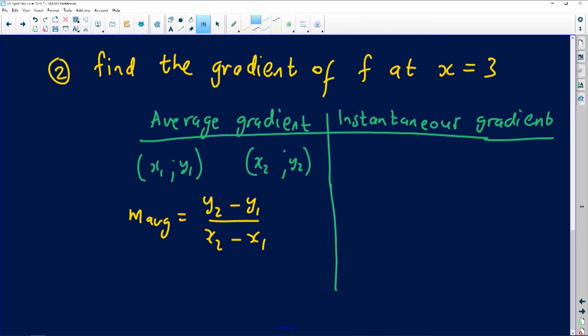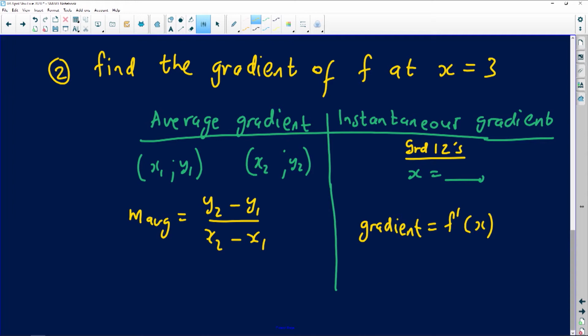Now, the one of instantaneous gradient is what actually is unique to grade 12s. This is basically where we just need 1 point, not 2 points. You actually only need x, not even the whole point. You just need an x coordinate and that's enough. Why? Because the instantaneous gradient will be denoted by the derivative. Your gradient will be the derivative of the function at that particular x value.